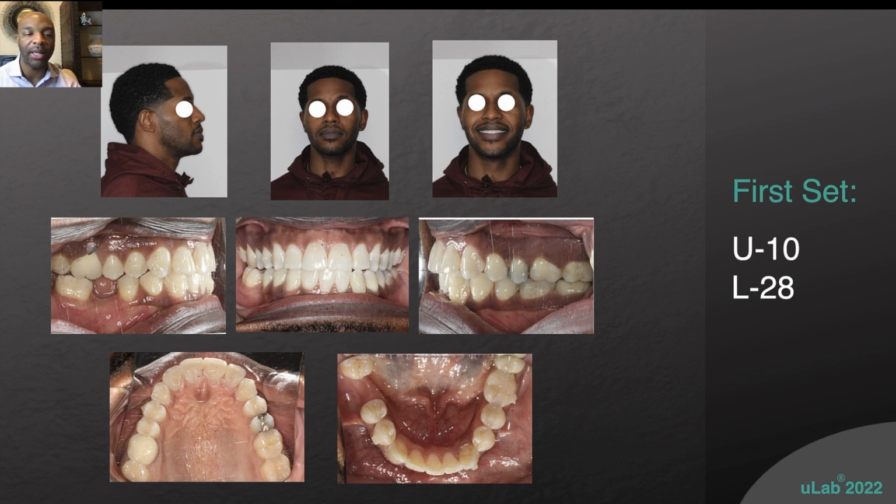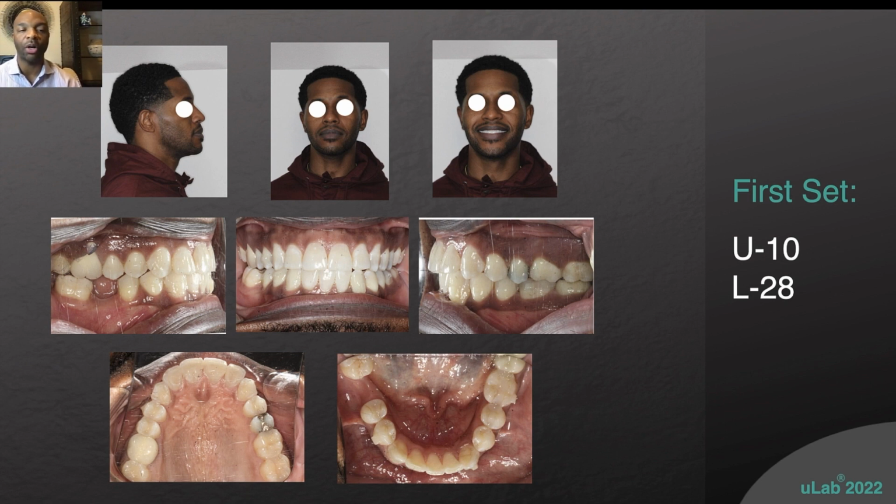And again, at the end of the 10th upper aligner, we gave him a retainer just to maintain and hold things as we continued to line things up in the lower. And typically what I'll do, especially when we have this amount of discrepancy between the upper and lower arches, we told him just to go nighttime only with the retainer in the upper.